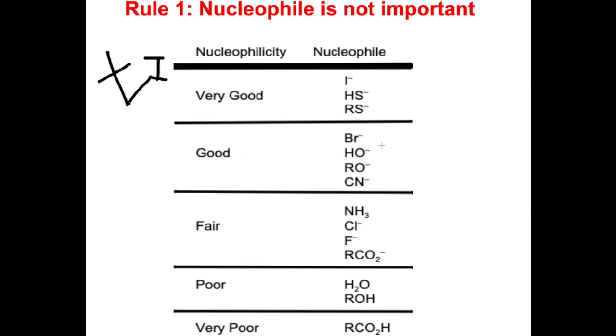The reason why it's not important is because this is first order, and so the rate law is rate equals k times the substrate, right? The substrate, and so the nucleophile is not in the rate law, and so it does not affect the rate.